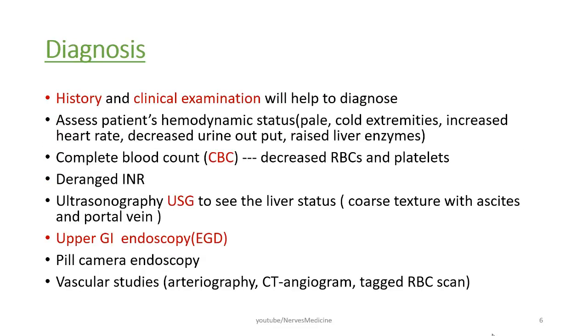Diagnosis. History and clinical examination will help to diagnose. Assess the patient's hemodynamic status. The patient will be pale, having cold extremities, increased heart rate, decreased urine output, and raised liver enzymes. CBC shows decreased RBCs and decreased platelet count. Deranged INR. Ultrasonography to see liver status: coarse texture, ascites, and portal vein diameter. Upper GI endoscopy, pill camera endoscopy, and vascular studies: arteriography, CT angiogram, and tagged RBC scan.